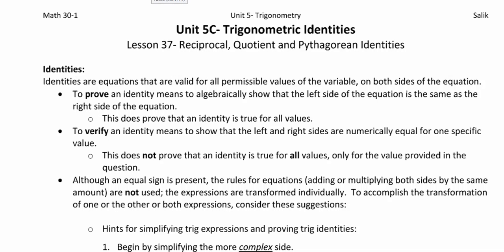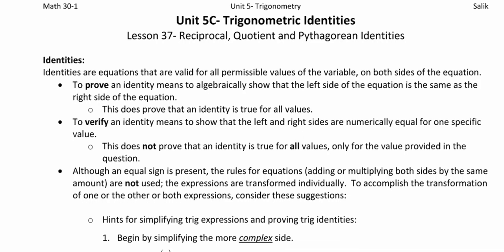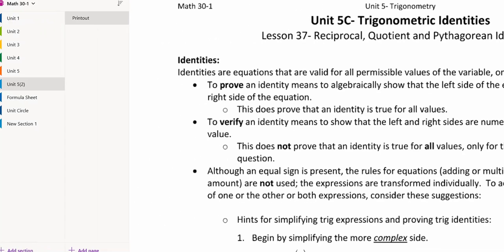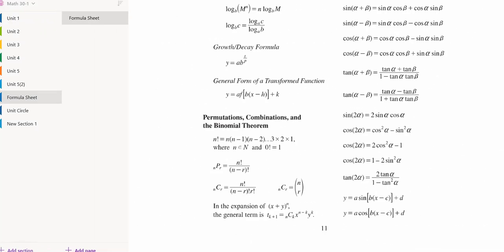Lesson 37, Reciprocal, Quotient, and Pythagorean Identities. Okay, so we're going to be getting into trigonometric identities, and to give you a feel for what we mean by this, I just want to bring up your guys' formula sheet. So let's look at the formula sheet here quick.